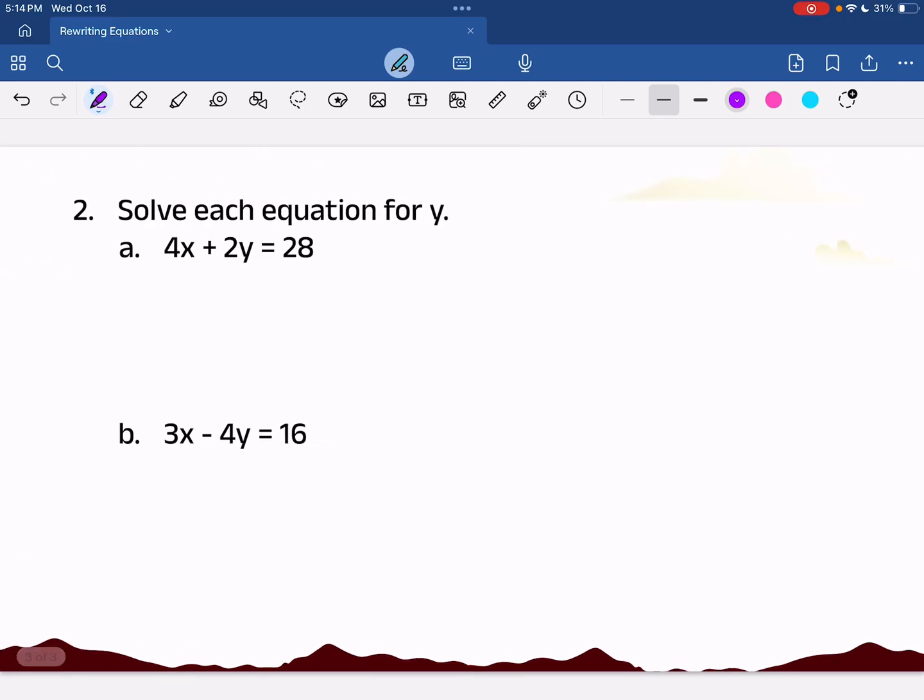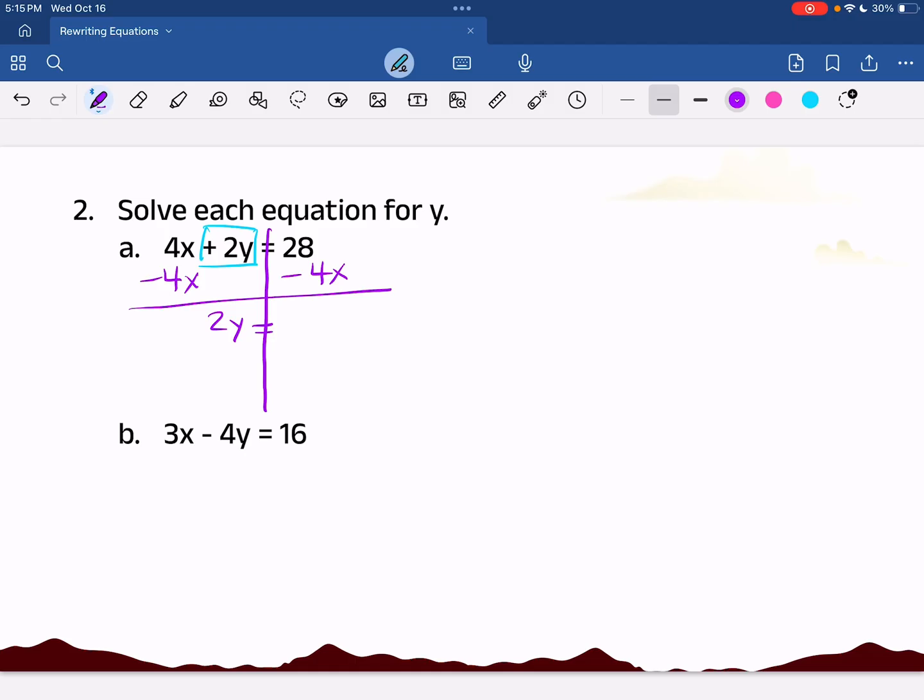Next, we're going to solve each equation for y. So in each case, we want to make it say y equals. To start, right here, y is attached to this 2. So let's deal with getting rid of this 4x. We're going to start by subtracting 4x from both sides.